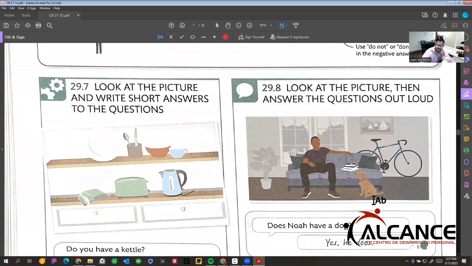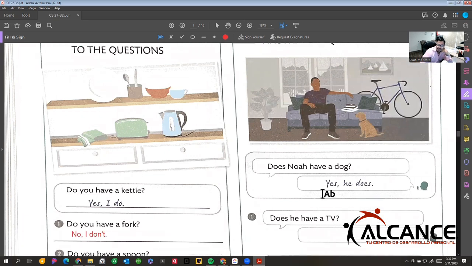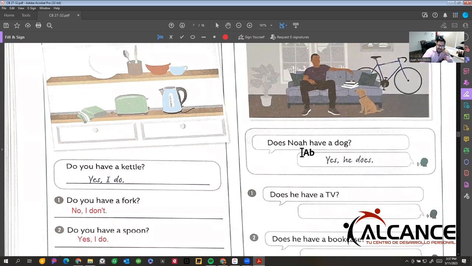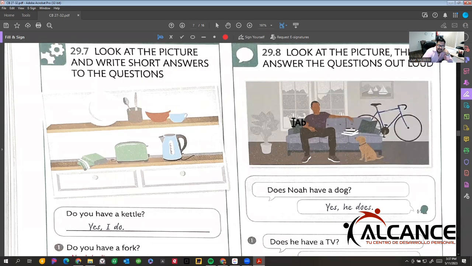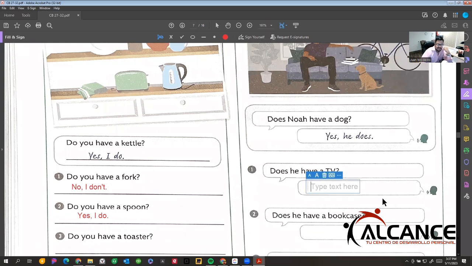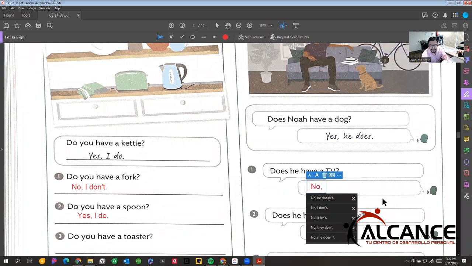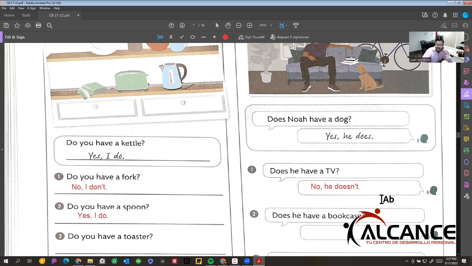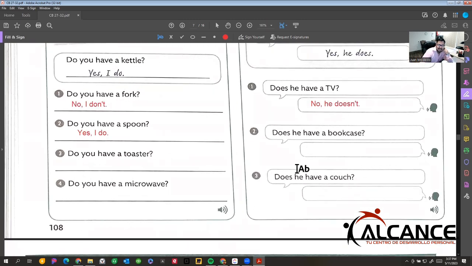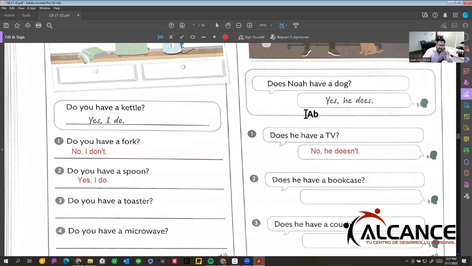On this one, you do the same thing. Does Noah have a dog? Yes, he does. But here you say he because he's the guy, right? Does he have a TV? So the answer is no. So it's no, he, and doesn't because that's a third person, right? Es tercera persona. He doesn't, right? No, he doesn't, and so on. You just go back and look, right?